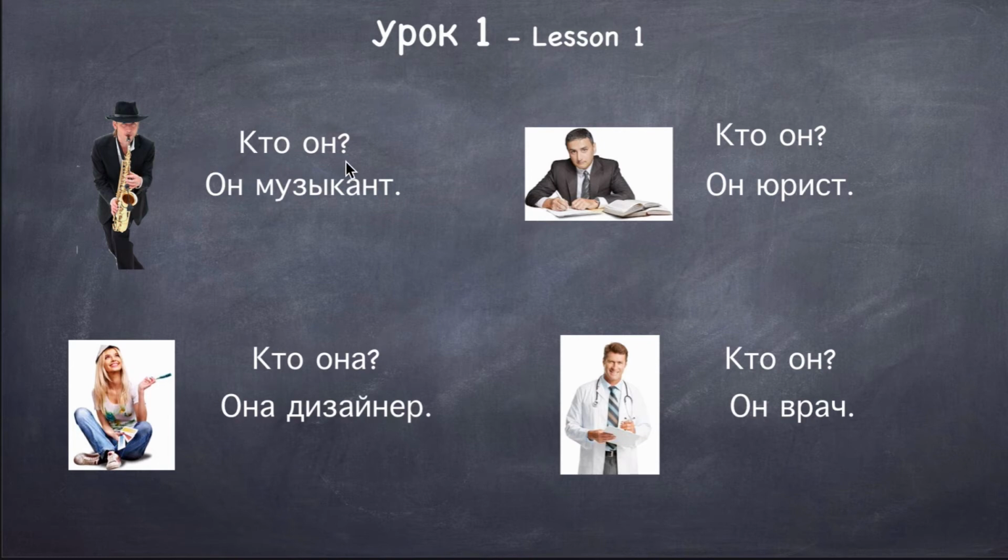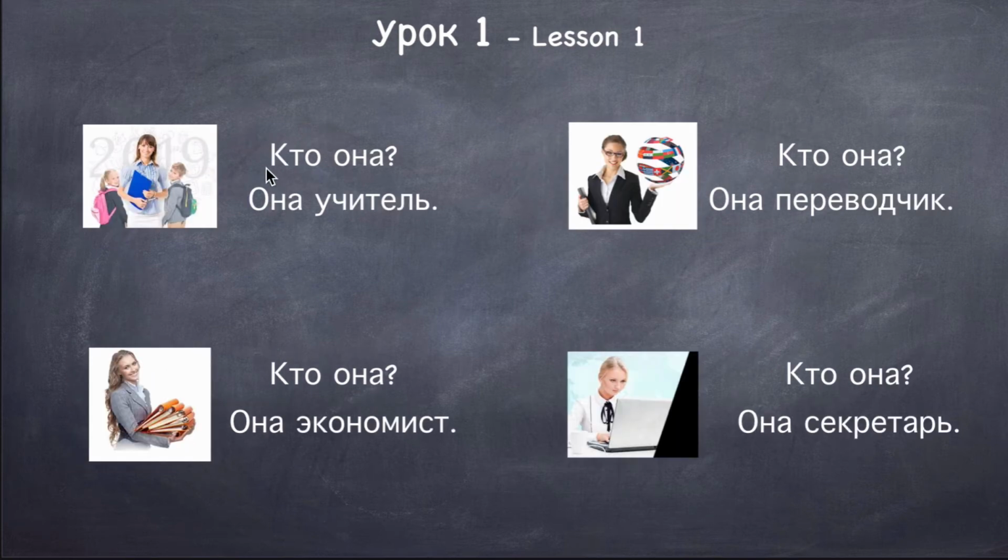So, кто он? Он музыкант. Кто она? Она дизайнер. Кто он? Он юрист. Кто он? Он врач. Кто она? Она учитель. Кто она? Она экономист. Кто она? Она переводчик.